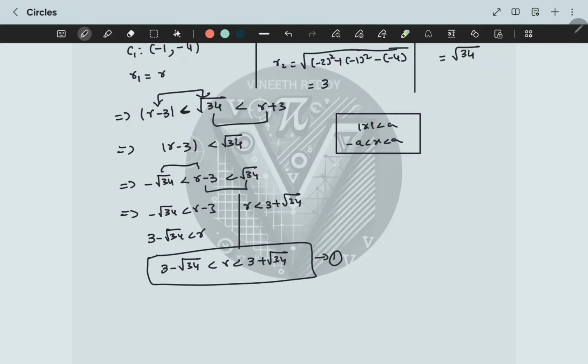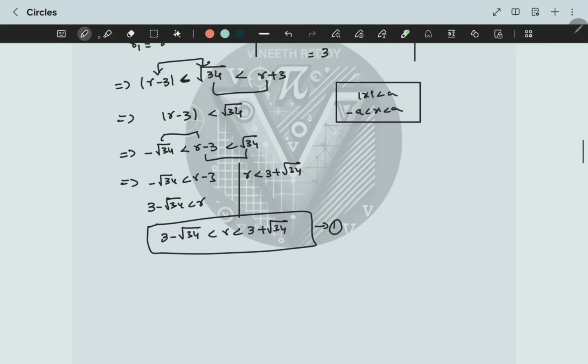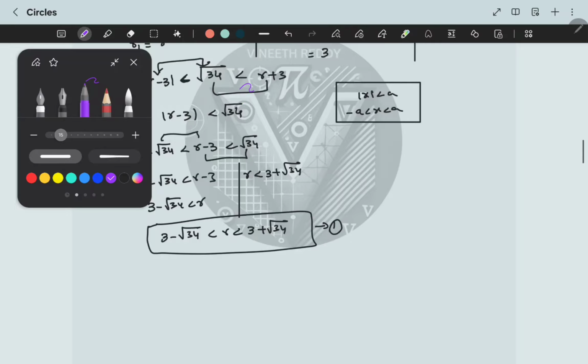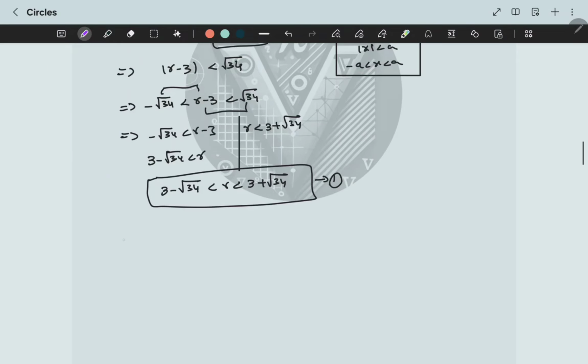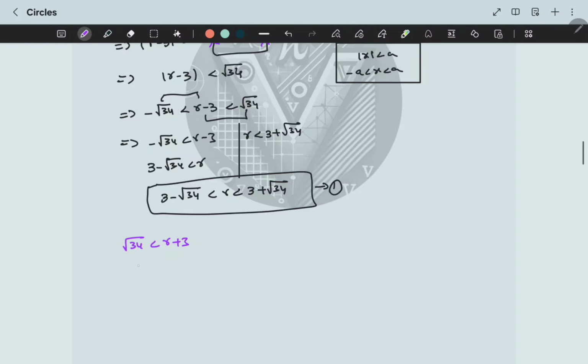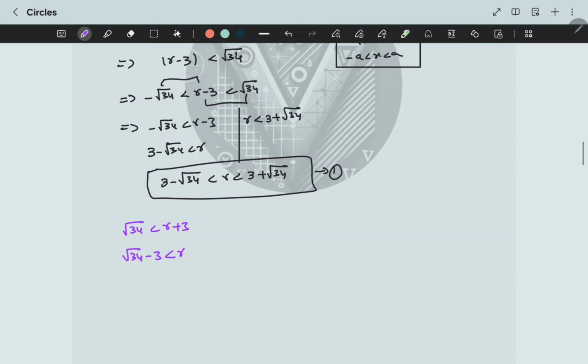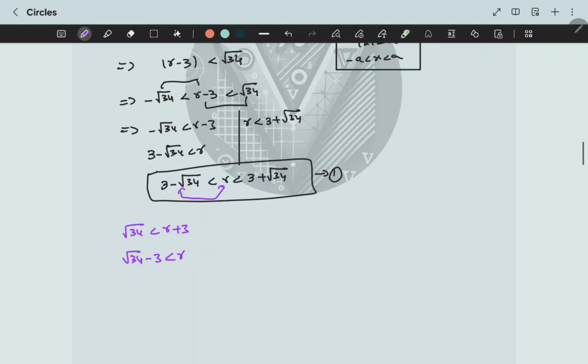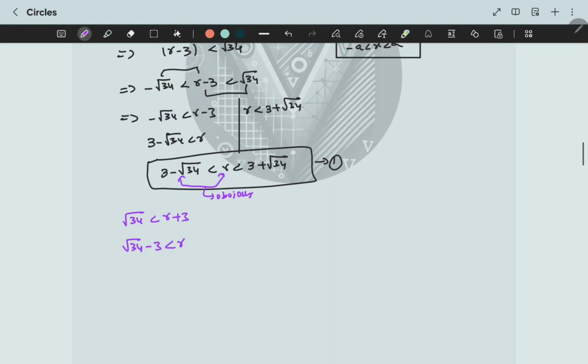But we have to take this case also, right? For that part, I'll use a different inequality. Root 34 is less than R plus 3, that means root 34 minus 3 is less than R. Now if I carefully observe this inequality, 3 minus root 34 is less than 0 and 0 is less than R. That means R is greater than 0. This is quite obvious, right? And R is less than 3 plus root 34 makes sense.